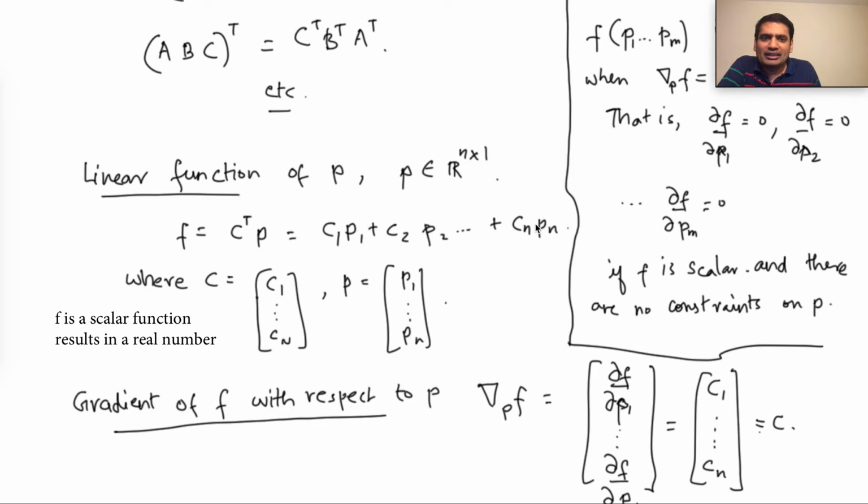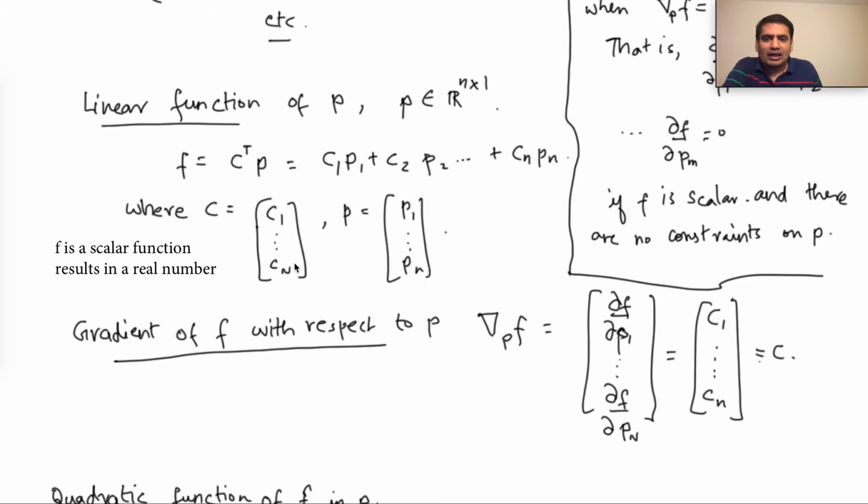And you can write this linear function that has the sum as a matrix expression where f equals c transpose p, where c is this array and p is this array, okay? And then you take c transpose, you get this to be a row matrix instead of a column matrix, and then you do this matrix multiplication, you get this single scalar expression, okay? So that's a linear function of p.